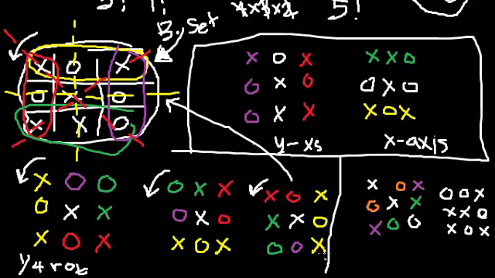Rotation by y-axis wins by diagonal X. Rotation by x-axis wins by diagonal X. Rotation by the first diagonal wins by a diagonal X. And this also wins by diagonal X.